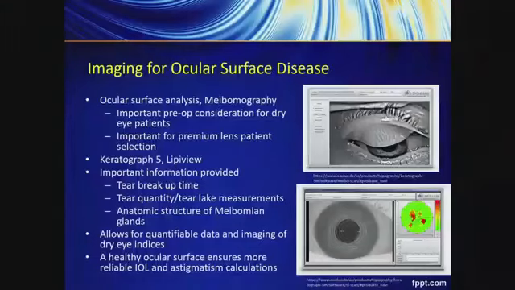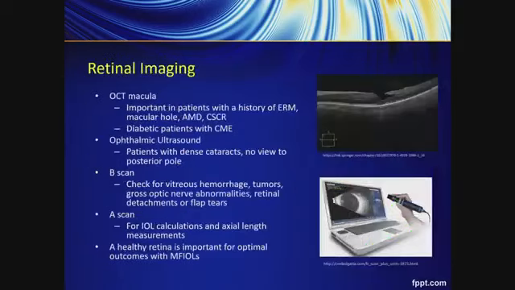Ocular surface disease, this field has really exploded over the last 10 years. Now we can really analyze not just if their eyes are dry, we can really look at the meibomian glands. You can actually look to see the tear breakup time, the quality, the tear lake measurements. And so a lot more can be done with the anterior surface. And I think, again, it's one of the newer ways that we can really analyze to see whether this patient is a good candidate for a presbyopia correcting lens.